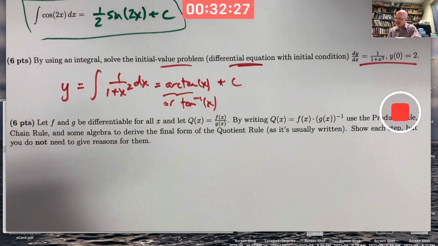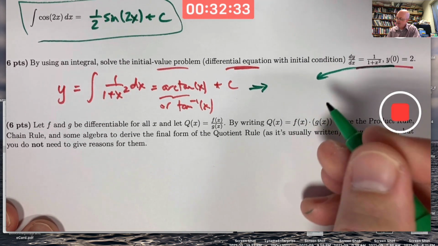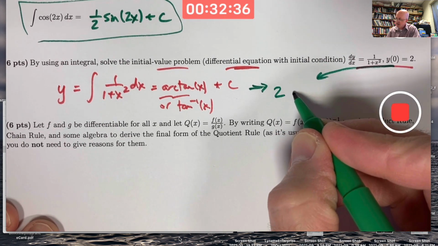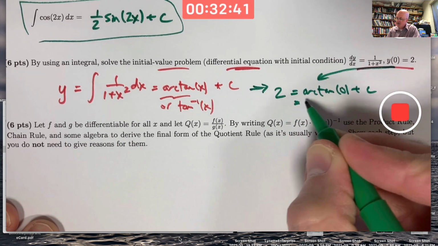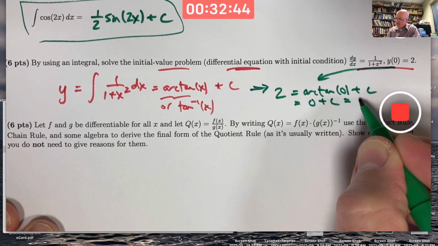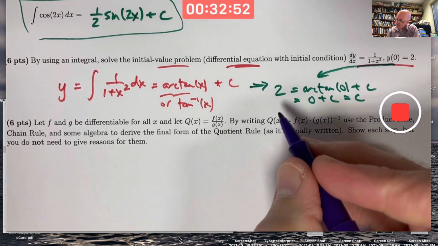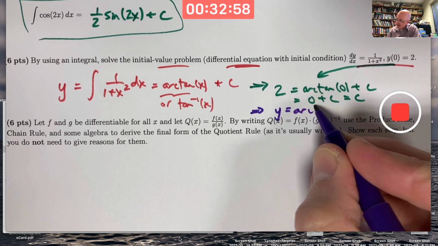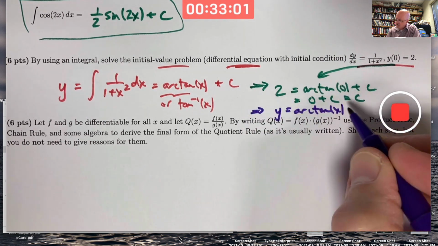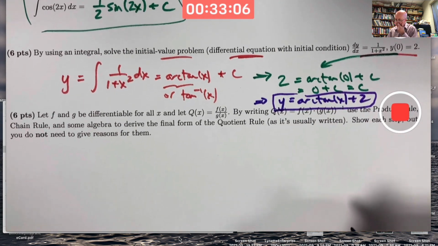I need to solve for the c using the fact that I want y of 0 to equal 2. So when x is 0, I want y to be 2. 2 better be arctangent of 0 plus c. Arctangent of 0 is 0, and therefore c is 2, which is the initial condition. That's not always the case. You can get problems where c is not the same as the initial condition, but this implies that your unique solution of the initial value problem is the arctangent of x plus c, where c has to be 2 to make sure that y of 0 equals 2. Okay, there's that one.